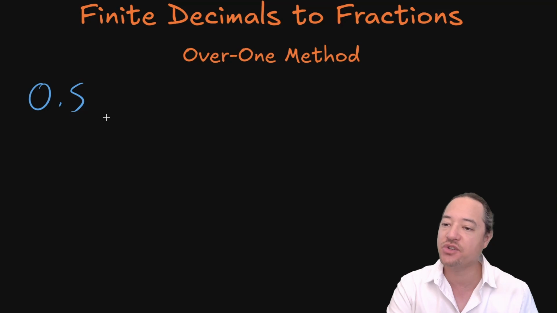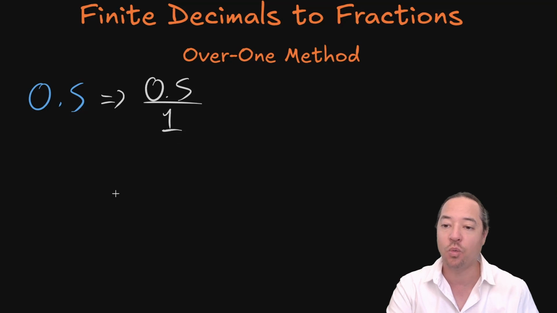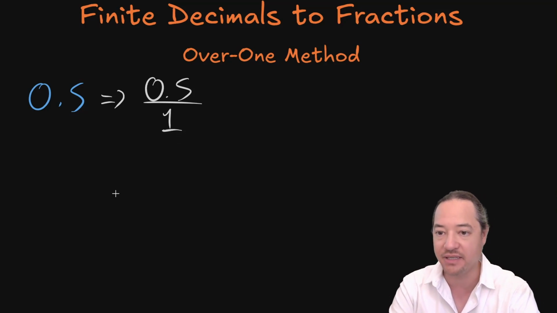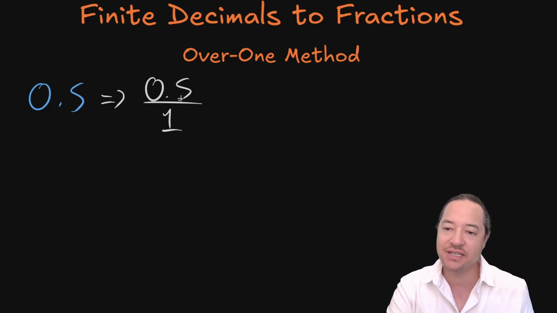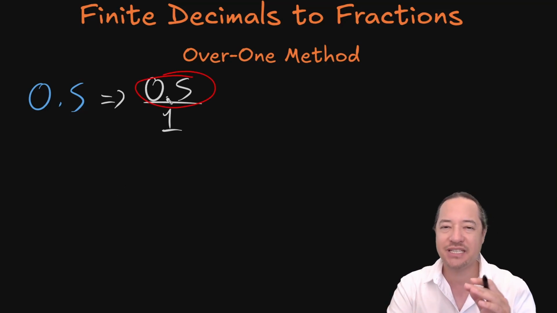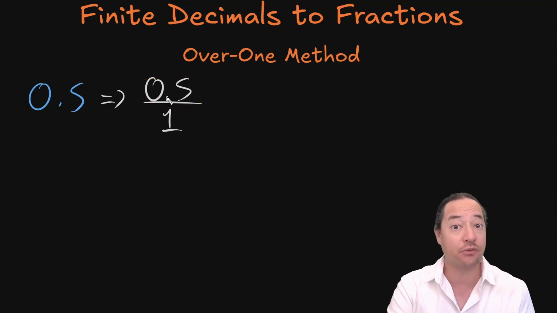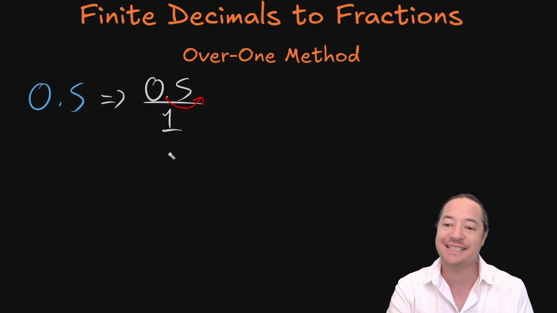Well, what we can do is take this 0.5 and put it over 1, okay? The over 1 method here. So we've constructed a fraction. However, this fraction contains a decimal on top, and typically when we're using fractions, we want them to be constructed of integers, right? Rational numbers are a ratio of integers. So we want to convert this 0.5 into an integer. That's going to require us to shift this decimal point over by 1 space.